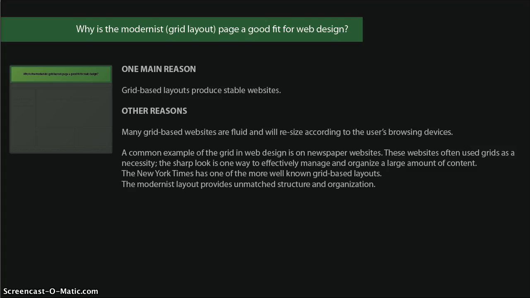So the first one, why is the modernist grid layout page a good fit for web design? Grid-based layouts produce stable websites. That's one of the main reasons. Many grid-based websites are fluid and will resize according to the user's browsing devices. A common example of the grid in web design is on newspaper websites. These websites often use grids as a necessity. The sharp look is one way to effectively manage and organize a large amount of content.